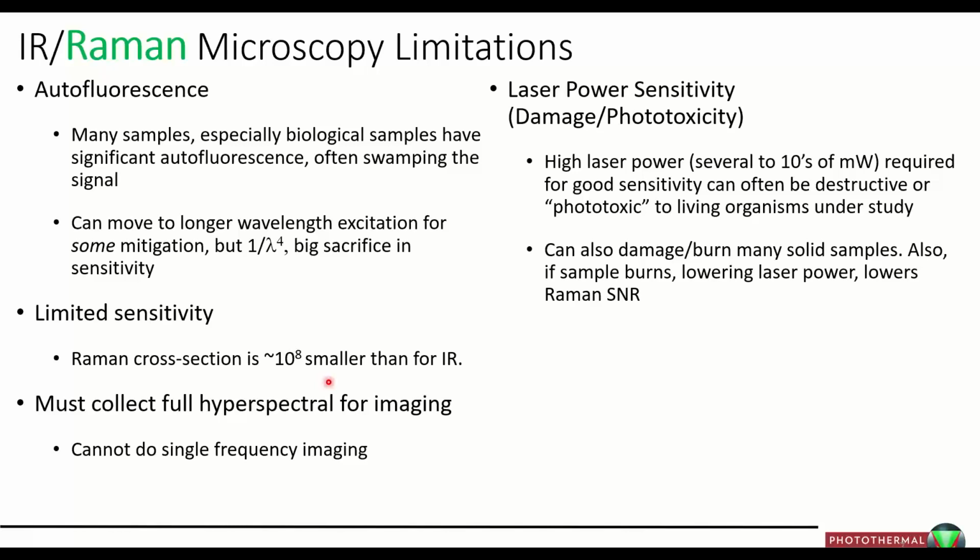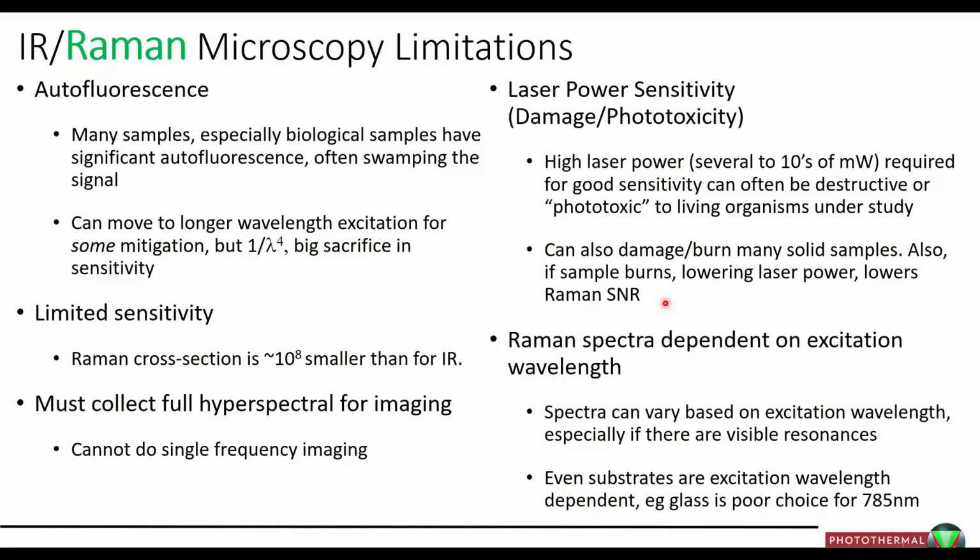If you're dealing with sensitive materials, it could be live cells, or dark materials, or otherwise materials that are just sensitive to high levels of light. You can easily burn and damage your sample, because in an attempt to get better signal-to-noise, it's a fine balance between good signal-to-noise and too much laser power damaging your sample. And of course, there's the fact that the Raman spectra can depend heavily even on the excitation wavelength, especially if there are some visible resonances. 785, for example, is not a good choice with glass substrates.